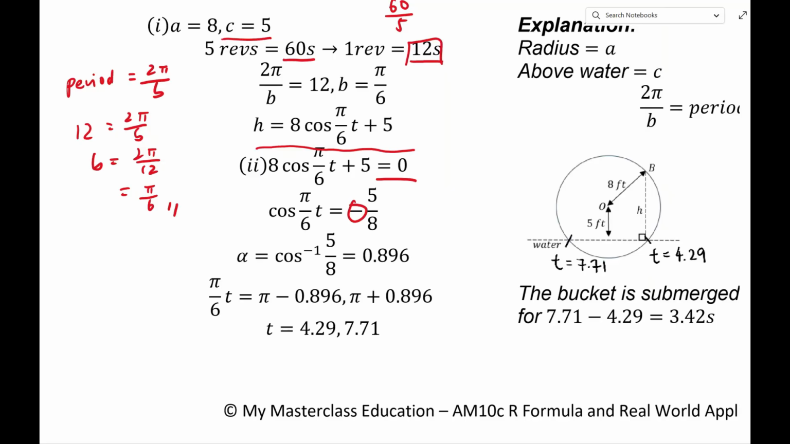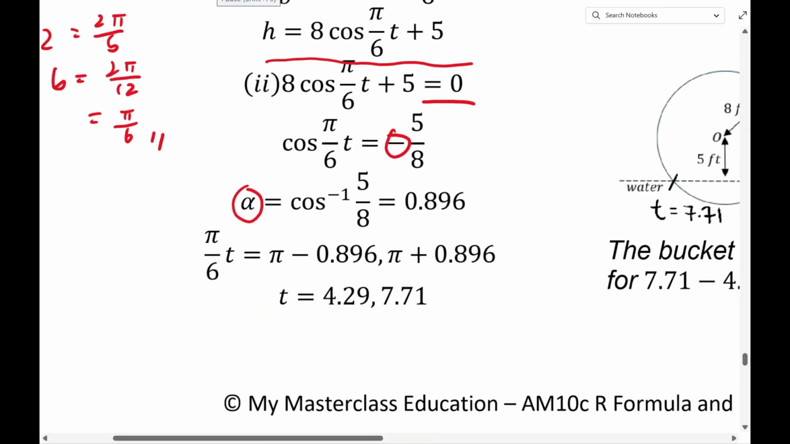inverse the negative number. Instead, we need to find our basic angle first. And then we'll use our ASTC to derive which quadrants our angle is in. So to get our basic angle, we'll do cosine inverse of 5 over 8, which gives us 0.896.